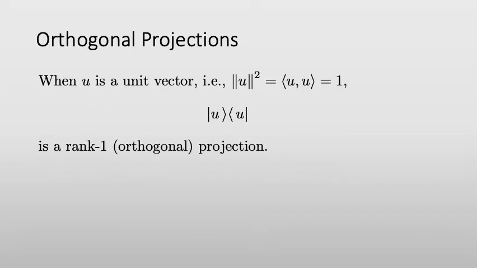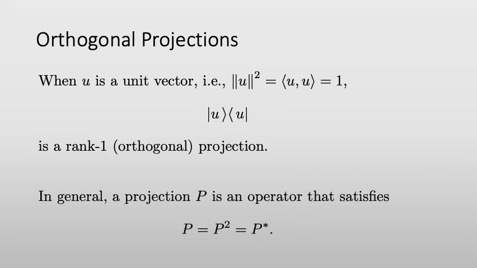We have seen that ket-bra is a rank 1 operator. A special case is when taking a unit vector, say u, and forming a rank 1 operator. This is an orthogonal projection. In general, an operator is an orthogonal projection if it is idempotent and self-adjoint. The term orthogonal means that the projection of a vector on the range of P and the projection on the range of 1 minus P are orthogonal.